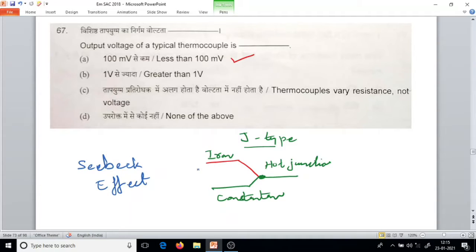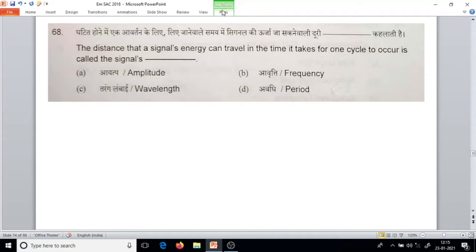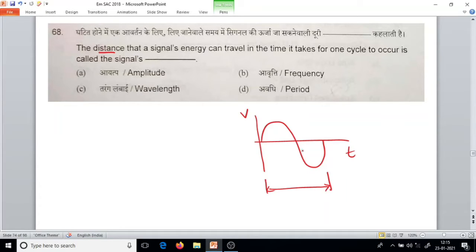We'll go to the next question. Question number 68. The distance that a signal's energy can travel in the time it takes for one cycle to occur is called the signal's distance. This is a time scale and this is a voltage scale. We have a signal. What is the distance traveled by the signal in one cycle? It's given by lambda, that is the wavelength.